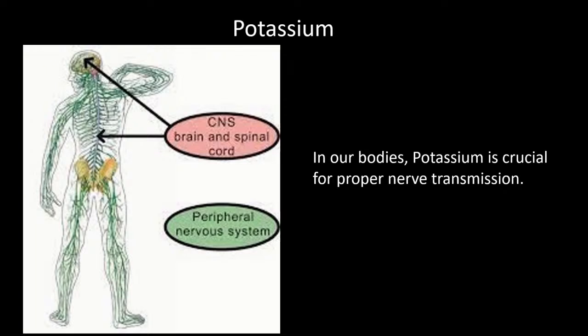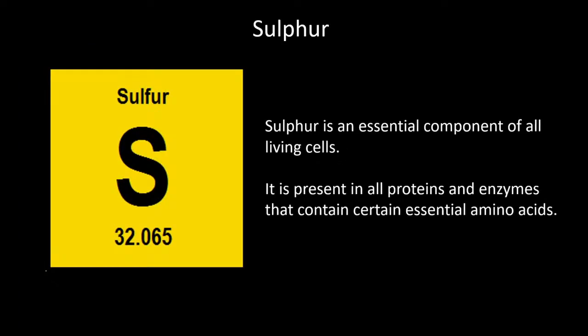Sulfur is made in massive stars through the fusion of silicon and helium. Because of its nasty smell, it has throughout history been associated with hellfire burning. However, we cannot live without it. Sulfur is an essential component in all living cells. It is present in all proteins and enzymes that contain certain essential amino acids.